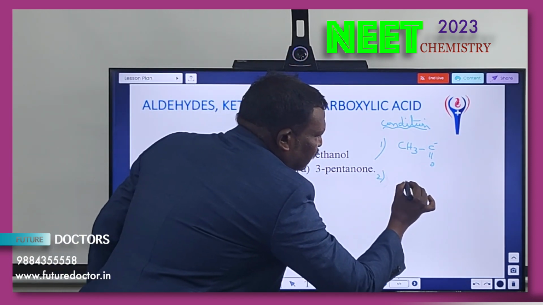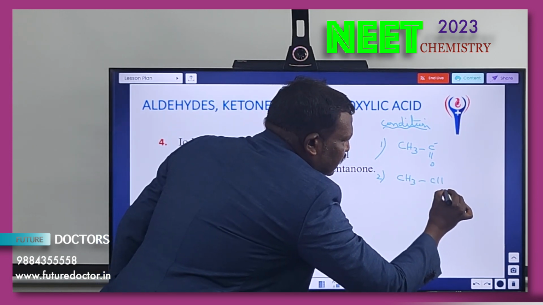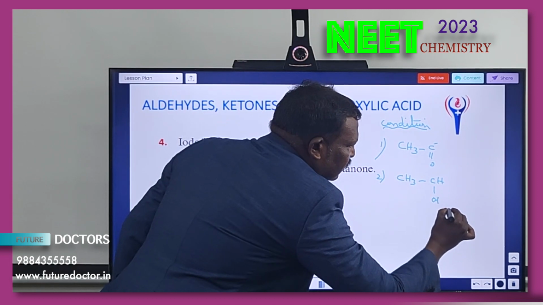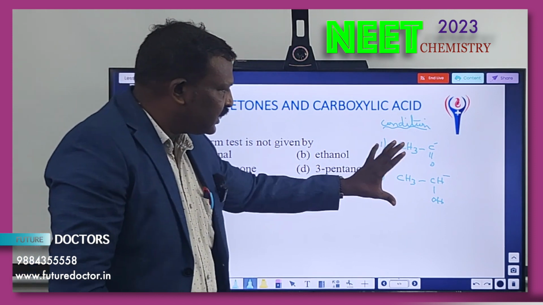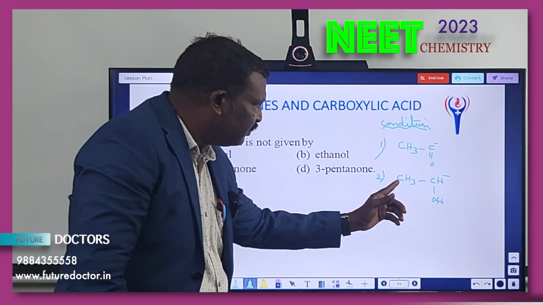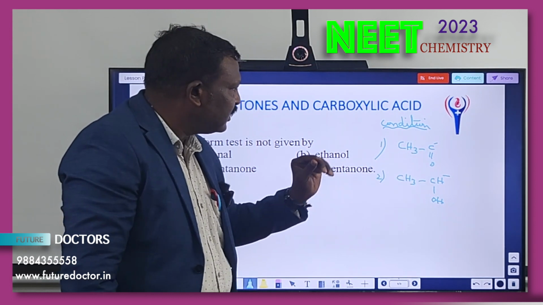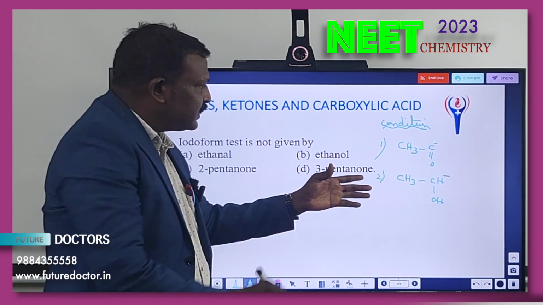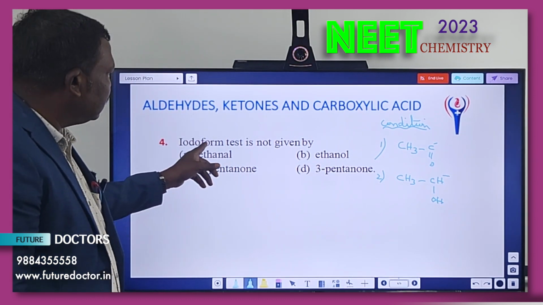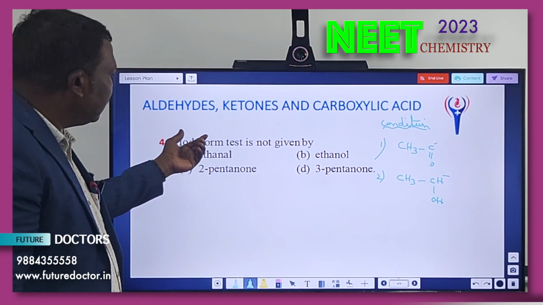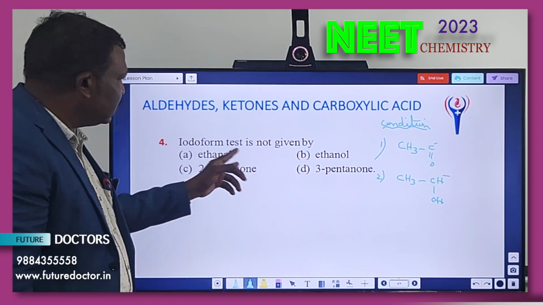The second one is the CH3 CHOH group. Understood? Any compound having this structure is called methyl carbinol. So if you get this structure, this group present in any compound, it will undergo the iodoform test. But see, the question is a different one. Iodoform test is not given by. Not given by means you write all the structures.